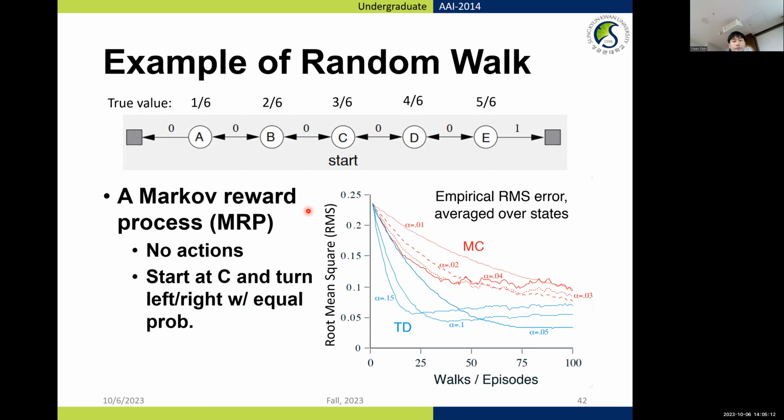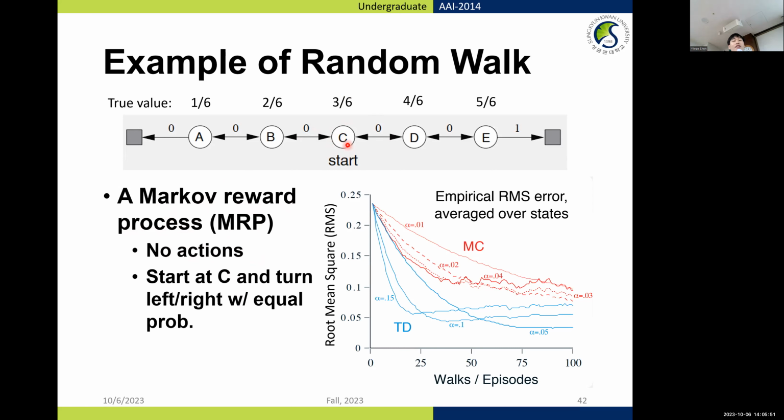Okay, so let's take a look at an actual example, the random walk. So we have this setting. It's like a simplified Markov process, because each state only has two sides, either left or right, two movements. Because here we don't consider action, we call it a Markov reward process, no actions. There's only the possibility of going either left or right at each state.